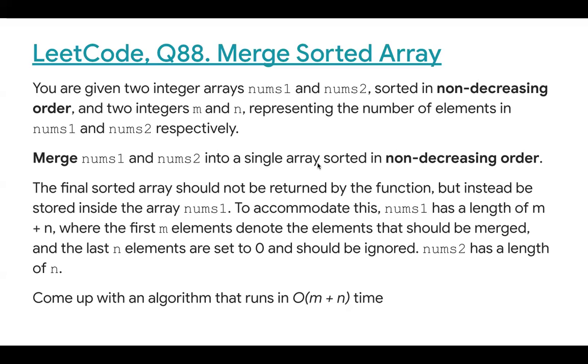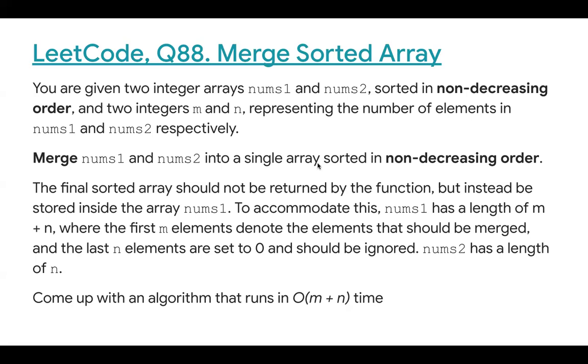To accommodate this, nums1 has a length of m plus n, where the first m elements denote the elements that should be merged. The last n elements are set to 0 and should be ignored. Nums2 has a length of n. So basically, nums1 has enough space to hold all the elements in nums1 and nums2, right?